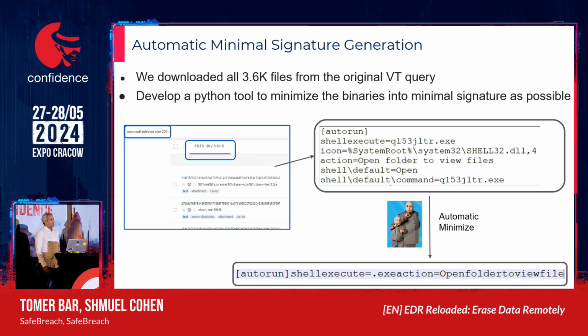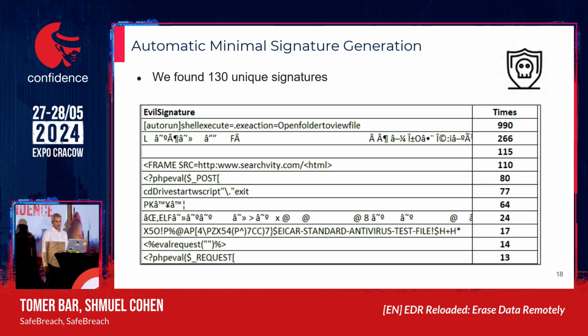We downloaded all the 3600 malwares from our original VT query and developed a first basic tool to automatically extract the minimal signature from each malware. The script was very, very basic, just automating the manual process that I've described. We found out that a large part of the samples were actually variants of the same malware, and eventually we found only 130 unique signatures.